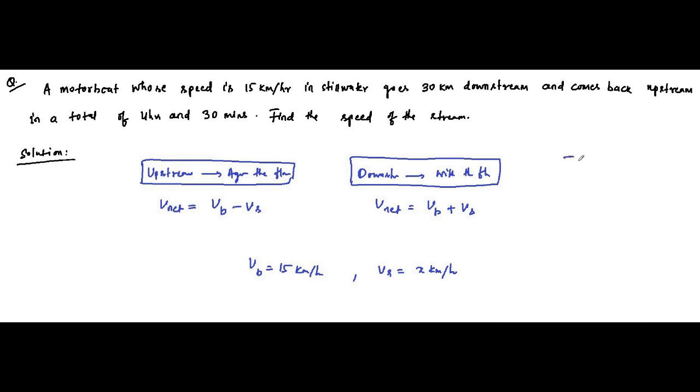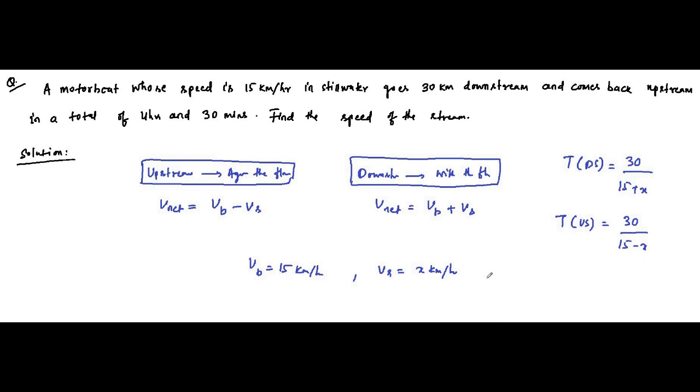So time for the downstream trip is equal to 30 kilometers divided by the downstream speed, which is Vb plus Vs. Vb is 15, Vs we have assumed x, so it is 15 plus x kilometers per hour. Time for upstream is the same 30 kilometers, but here the speed is reduced: 15 minus x, Vb minus Vs.